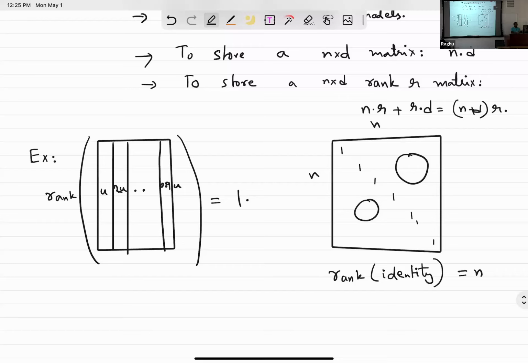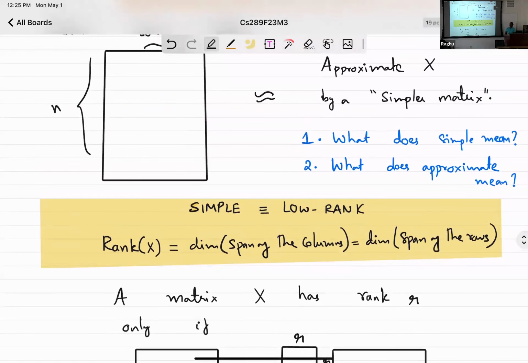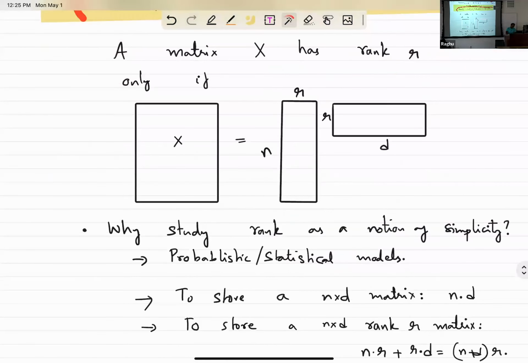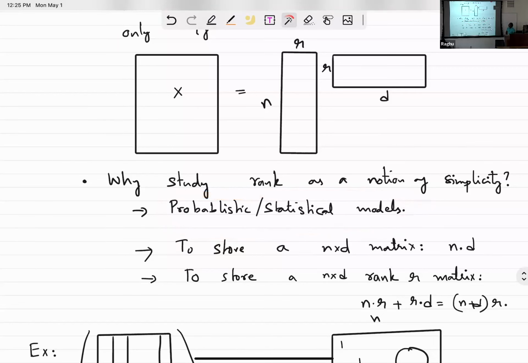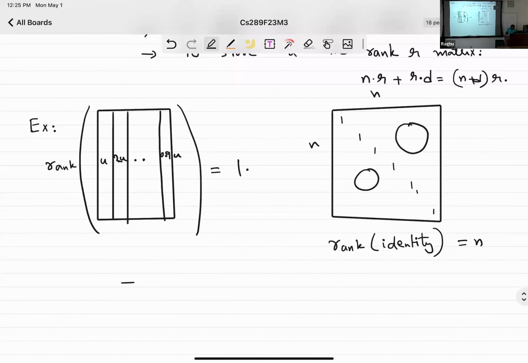Okay. Now, at least we have some reason to believe that low rank is a good notion. Being small leads to simple matrices, and it also arises naturally in various probabilistic and statistical models. This is not something that we're going to cover, but at least computationally it makes sense. Okay. And I should also say the other point that was pointed out was X is rank R.